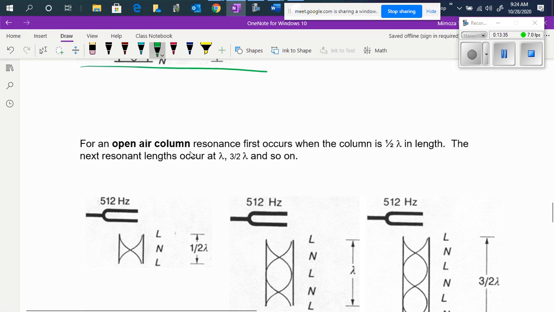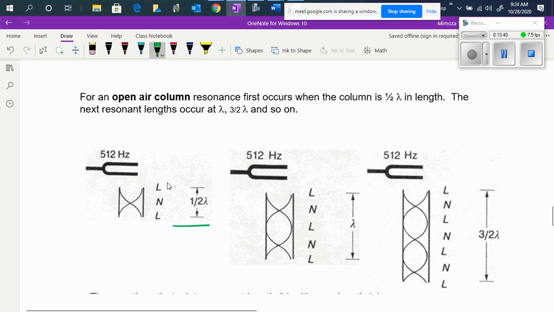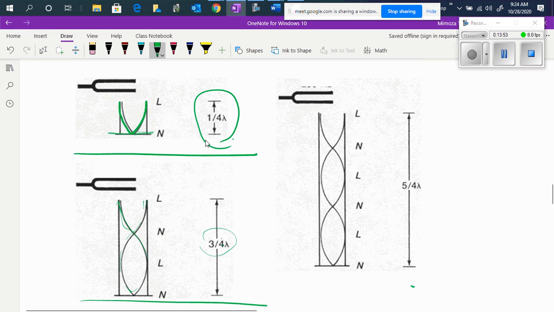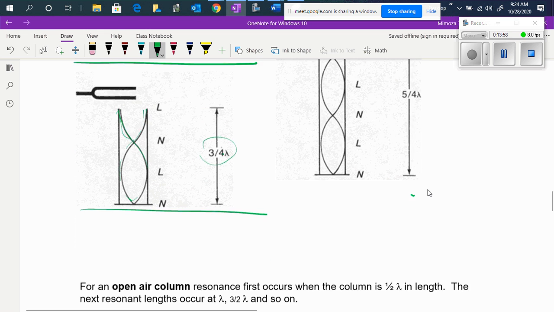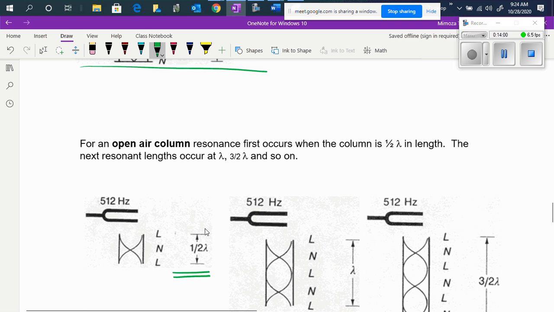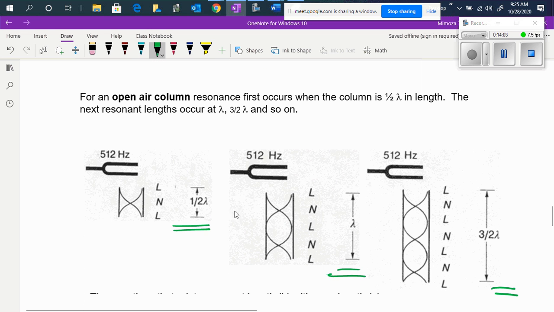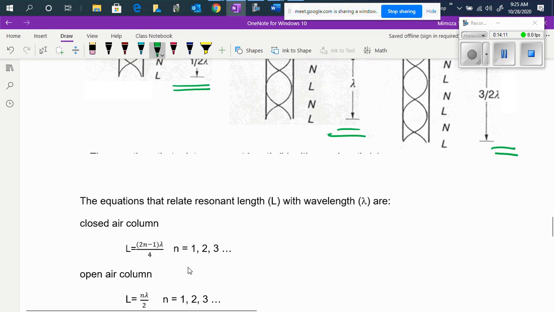There are open air columns. When there are open air columns, then you will see 1/2, 2/2, which is 1 lambda, and then 3/2, and so on. So when it is closed, the increments are 1/4, 3/4, 5/4, and so on. And when it is an open column, then it is 1/2 in increments of 1/2, 2/2, 3/2, and so on.